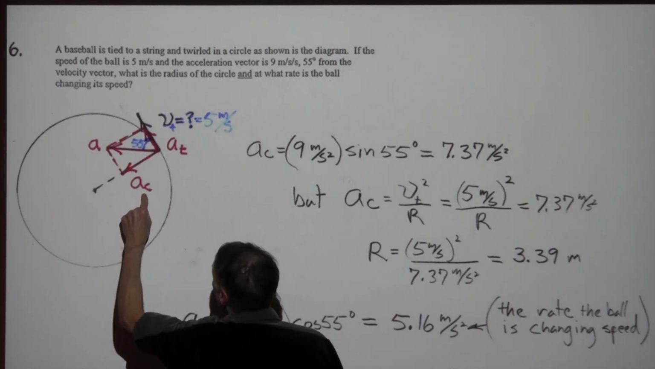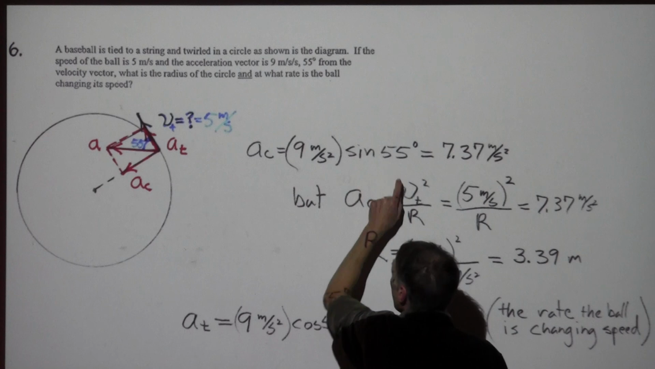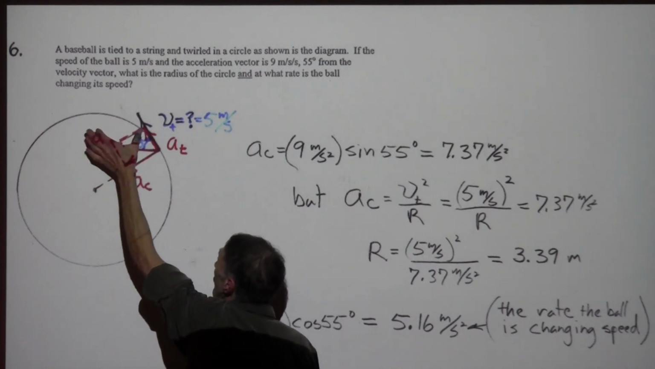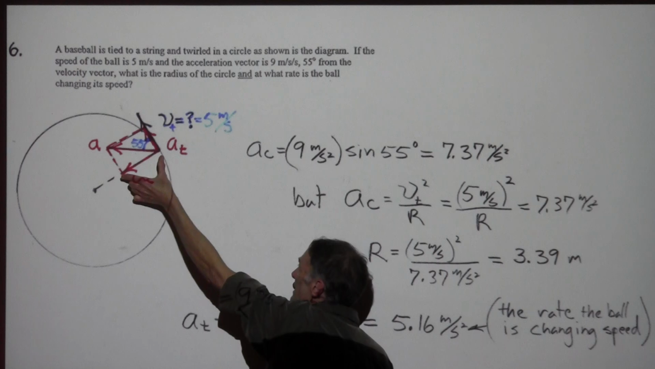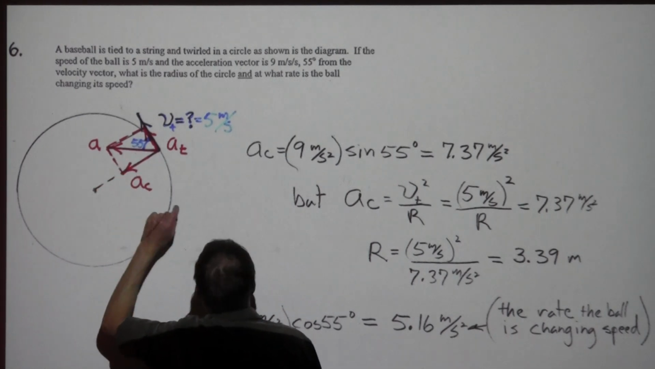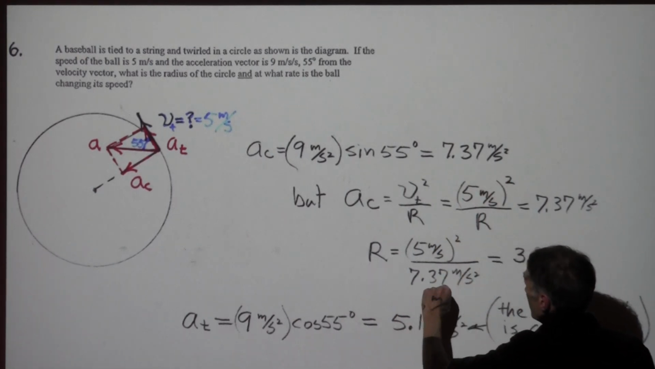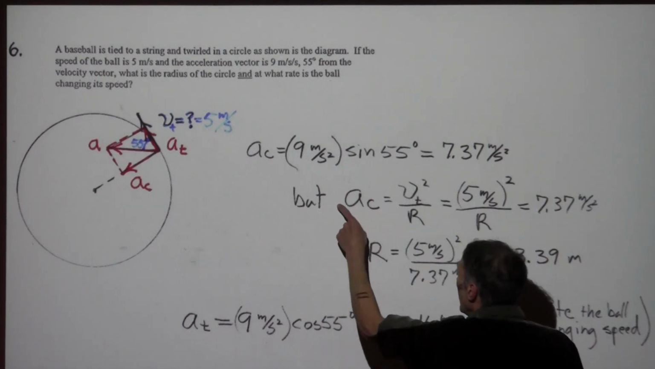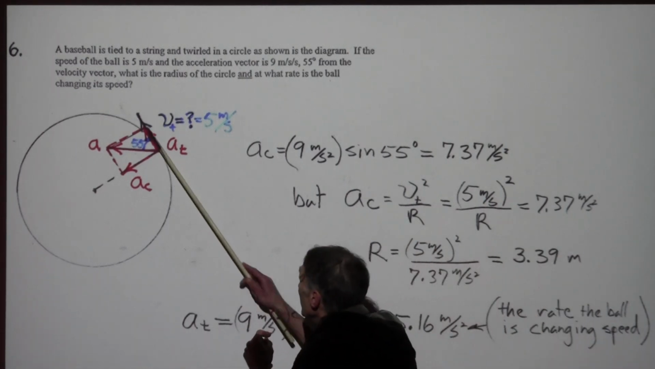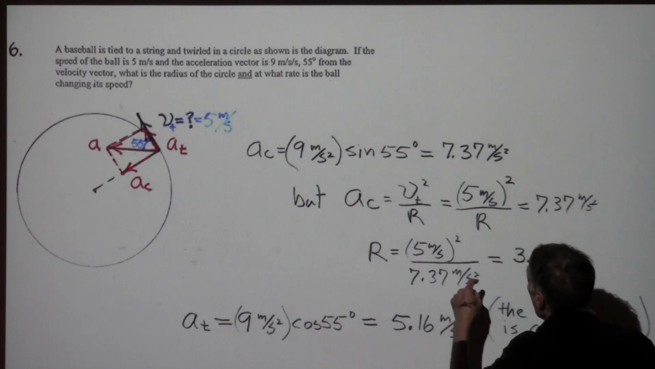But the idea is the centripetal acceleration, pointing into the center, is going to be the magnitude of 9 times the sine of 55. The sine of 55 is the side opposite, and that should be the same as the centripetal acceleration pointing into the center. So a times the sine of 55 should be a centripetal, and I get an acceleration in meters per second squared. But we also know that a centripetal should be equal to v squared over r. The v we're talking about is the tangential velocity, how fast it's traveling.